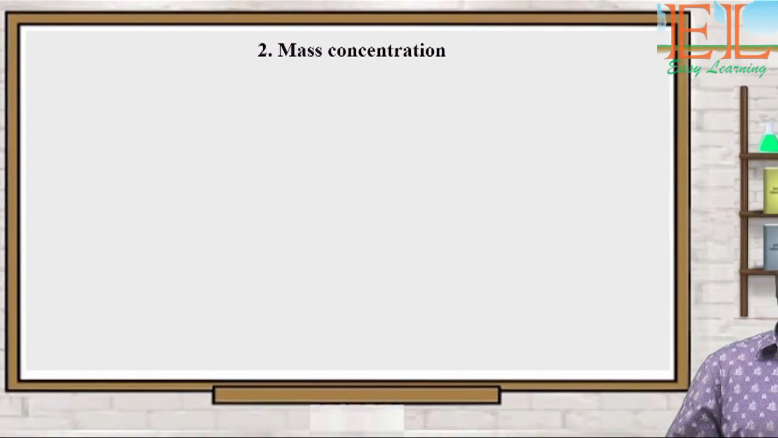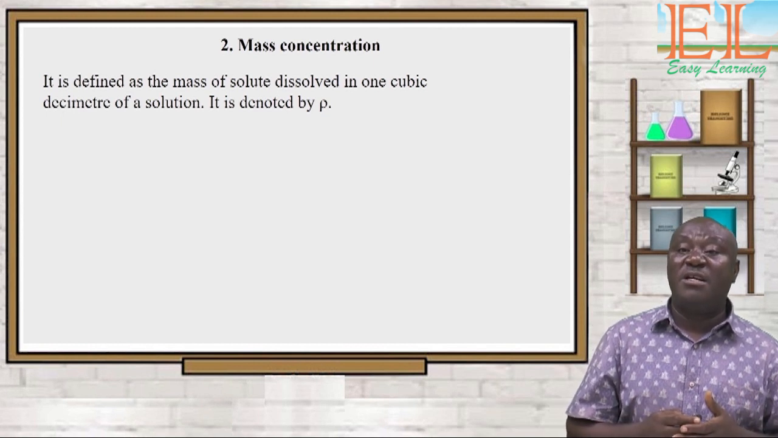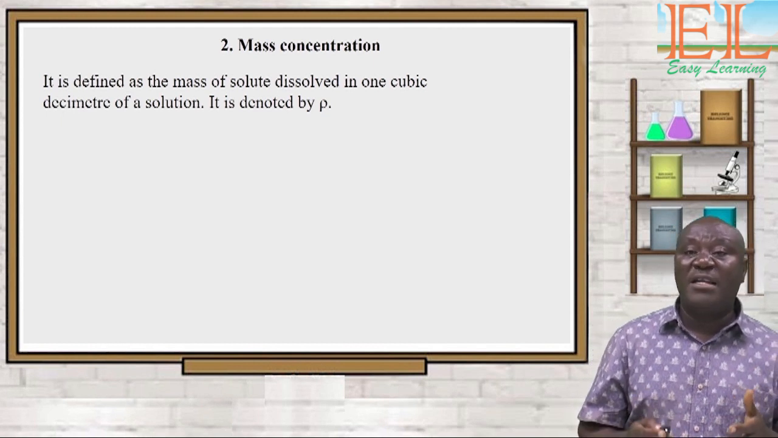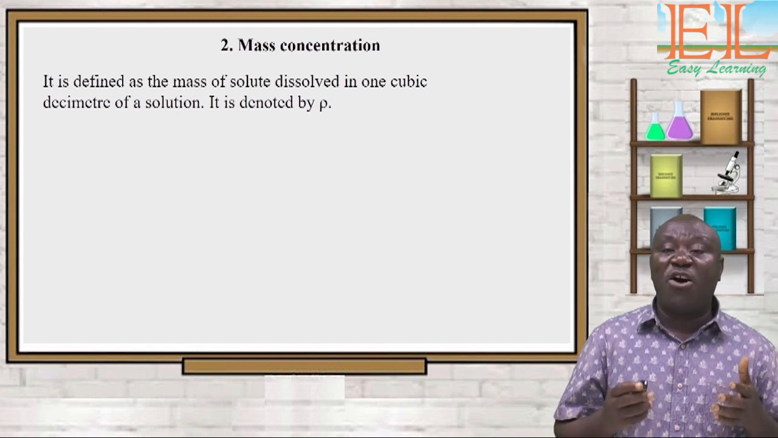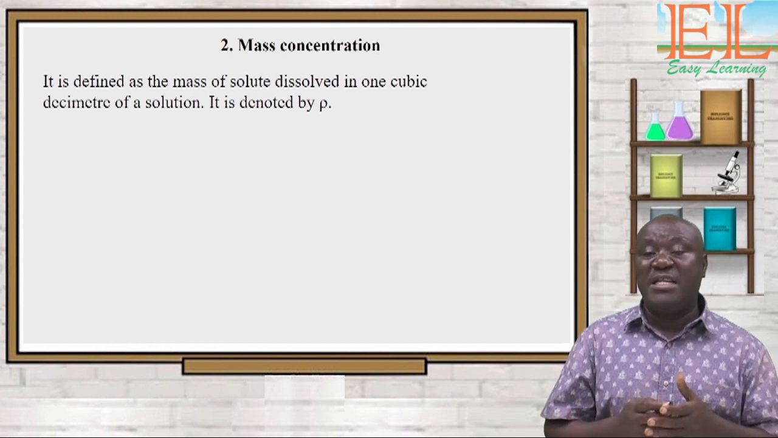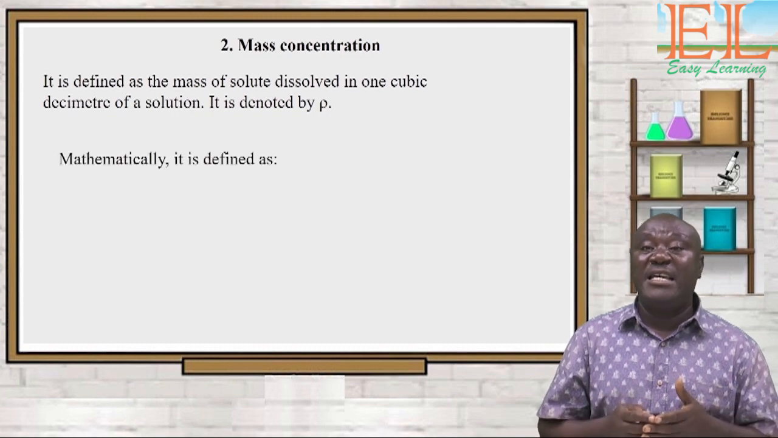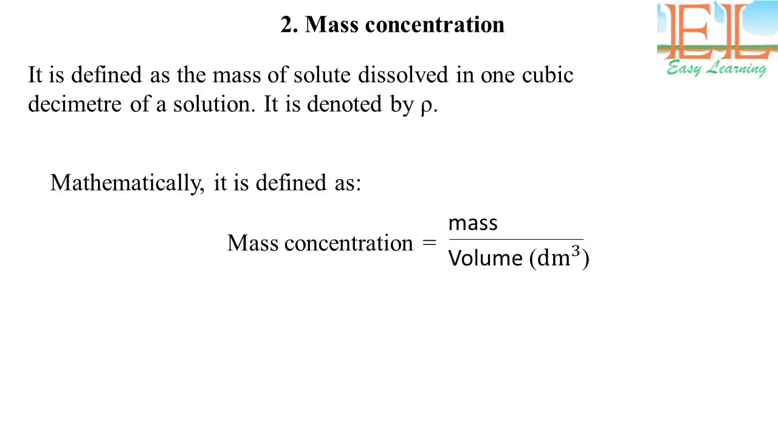Now let's turn our attention to mass concentration. What do we mean by mass concentration? It is defined as the mass of a solute dissolved in 1 cubic decimeter of a solution. It is denoted by rho. The symbol of rho is what you see on your screen. Mathematically, it's defined as mass concentration is equal to mass divided by volume in dm cube.